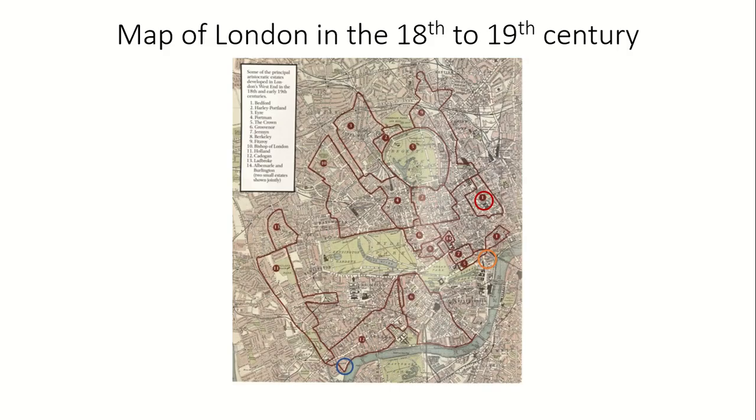The next map is of London in the 18th to 19th century and highlights key areas such as Bedford Square in the red circle, the Adelphi in the blue circle, and Carlton Terrace in the orange circle. These were the locations of prominent housing designated for the middle and the wealthy population of London.